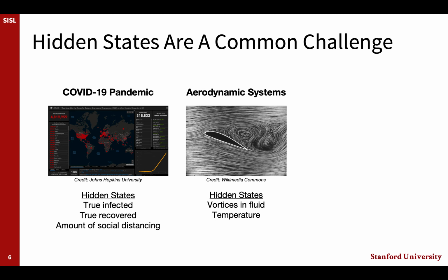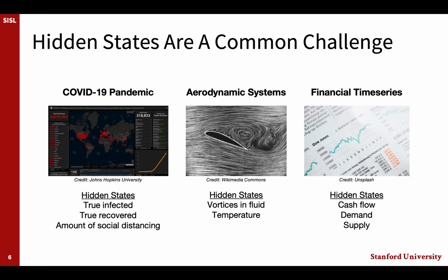In aerodynamic systems, aircraft typically shed vortices into the fluid behind them, and those vortices can in turn affect the dynamics of the vehicle. Temperature is also a key variable that sometimes we may not have in our data sets. In financial time series, we might want to predict how the value of a company evolved over time, and we would ideally want to know its cash flows, the demand for its product, as well as its supply. But sometimes we may only have access to the market's perception of what the company's value is.